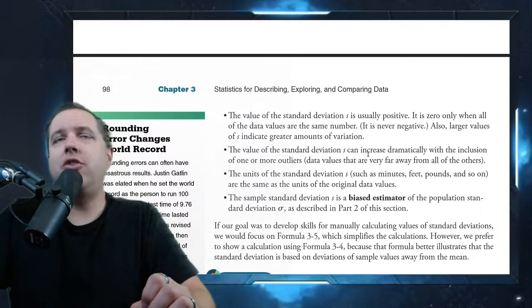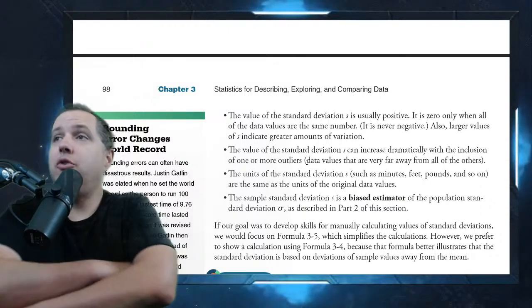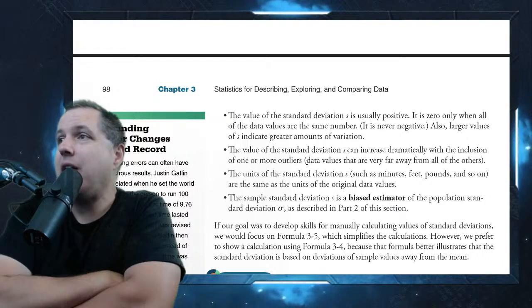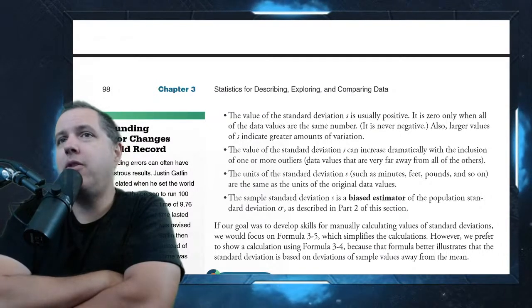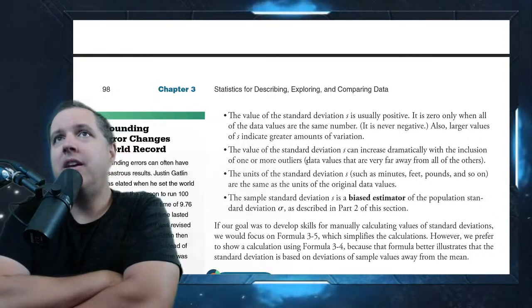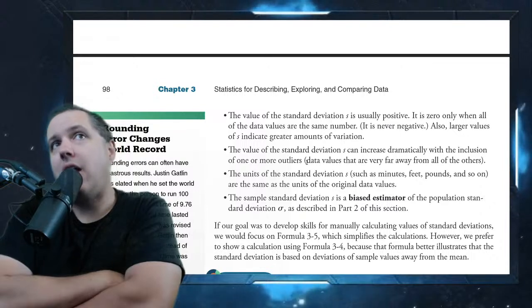The value of the standard deviation S can increase dramatically with the inclusion of one or more outliers. So if you throw one outlier in there, your standard deviation could really skyrocket. Okay, it can really go up a lot. So it's kind of like our mean. Remember how the mean was really affected by outliers, but the median was not? The standard deviation can change a lot based on an outlier.